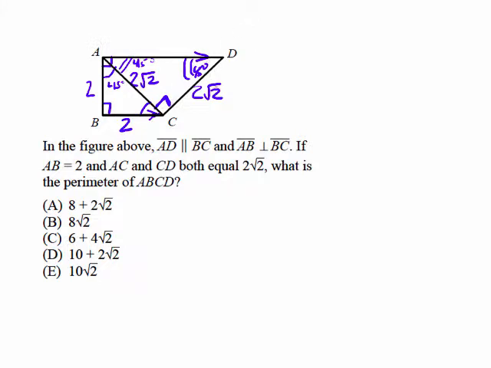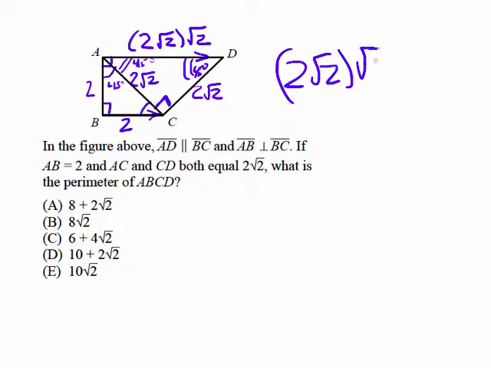That means 2 rad 2, 2 rad 2, and this is going to be 2 rad 2 times rad 2, because that's how 45, 45, 90 triangles work. The hypotenuse is going to be the leg times rad 2. Of course, 2 rad 2 times rad 2 is going to simplify to 4. So I know that AD is 4.